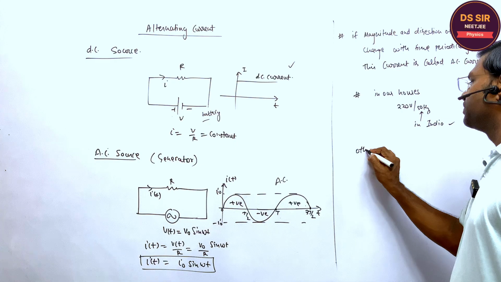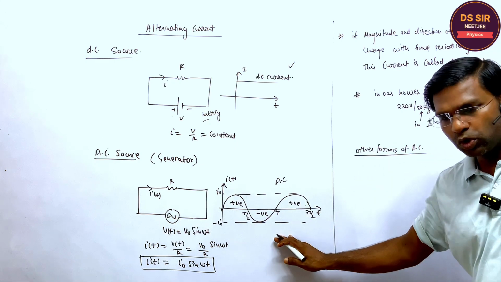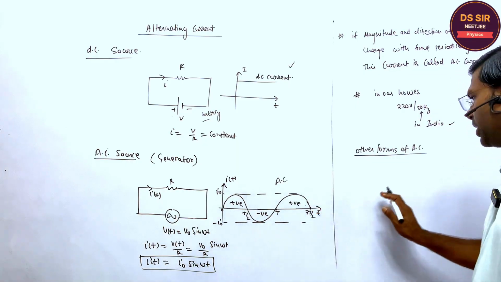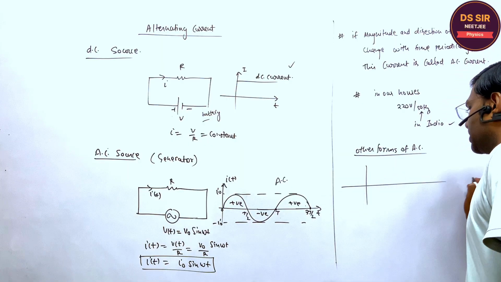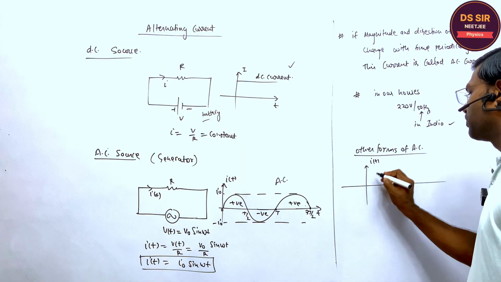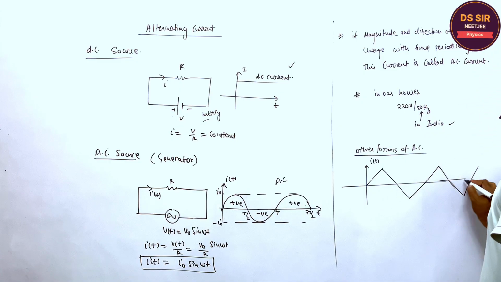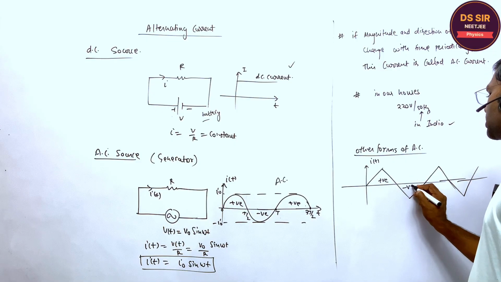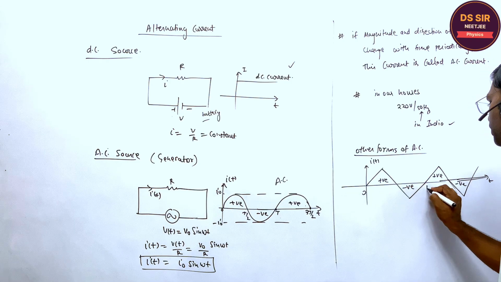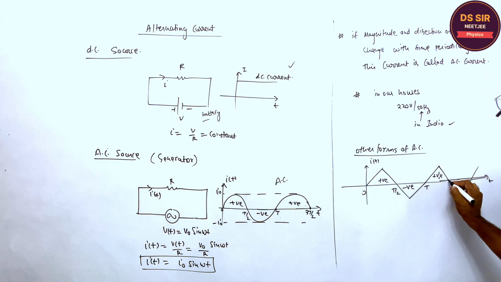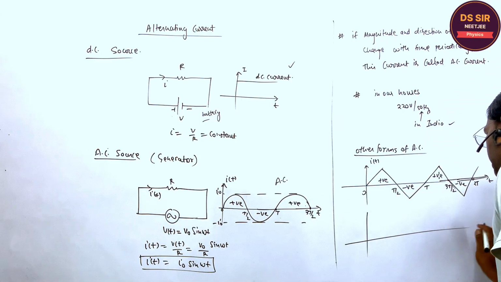So the other form of alternating current. This is the sinusoidal form which we are going to discuss, right? The other types of alternating current may be like this, which varies with the time. For half period it is positive, for the next half period it is negative, positive and negative. Do you understand or not? This is 0, T, T by 2, this is 3T by 2, and this is 2T. Is it clear?